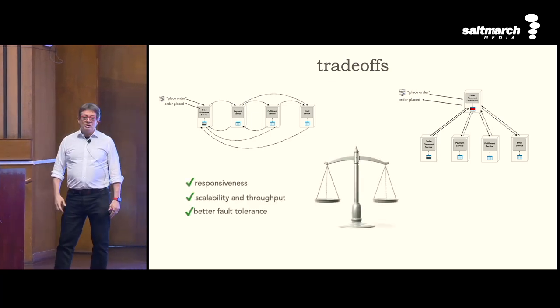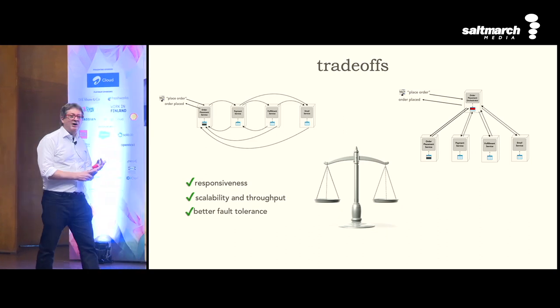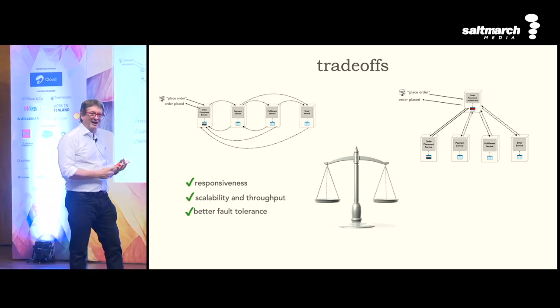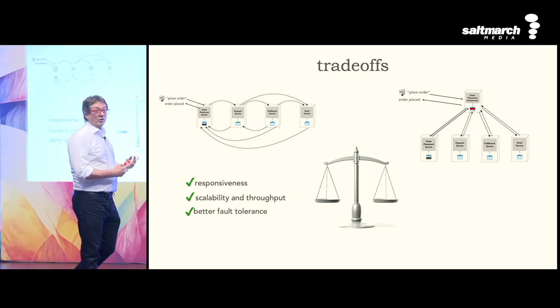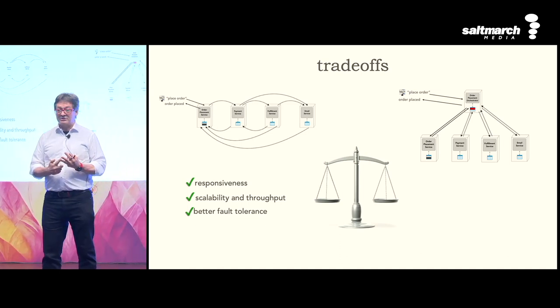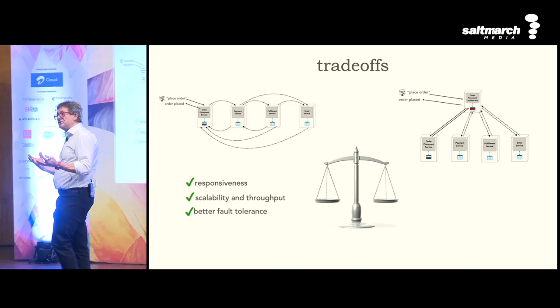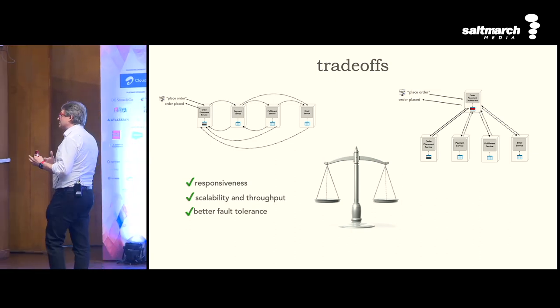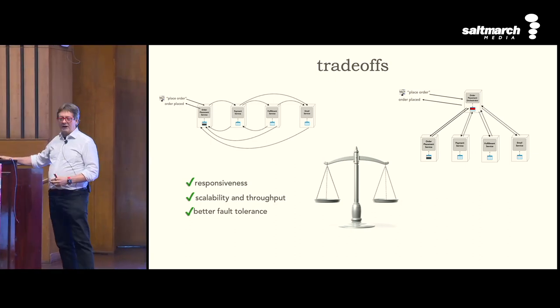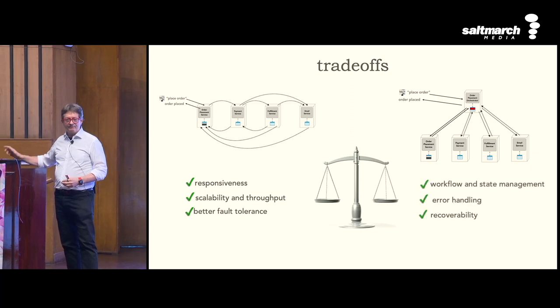So use choreography if responsiveness is really, really important, if scalability and throughput are important because orchestrators can become bottlenecks, and if you want better fault tolerance because you have fewer services that might be down or broken, and so that gives you better options for availability.